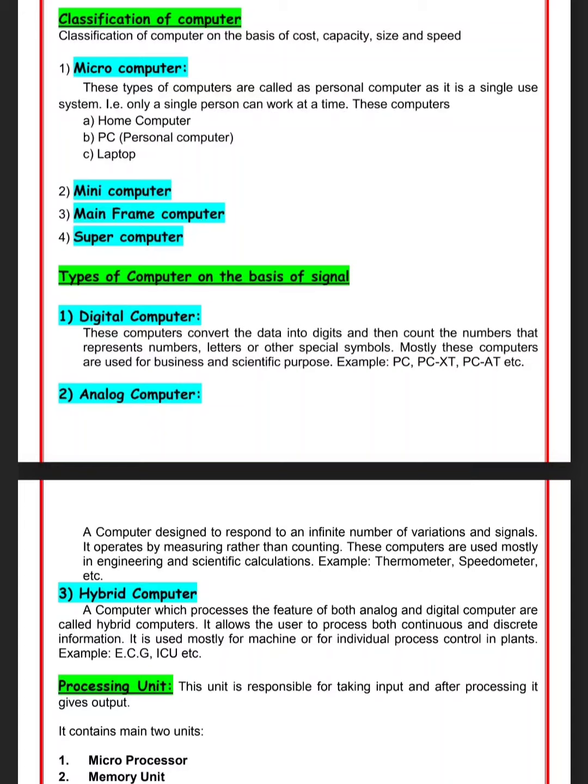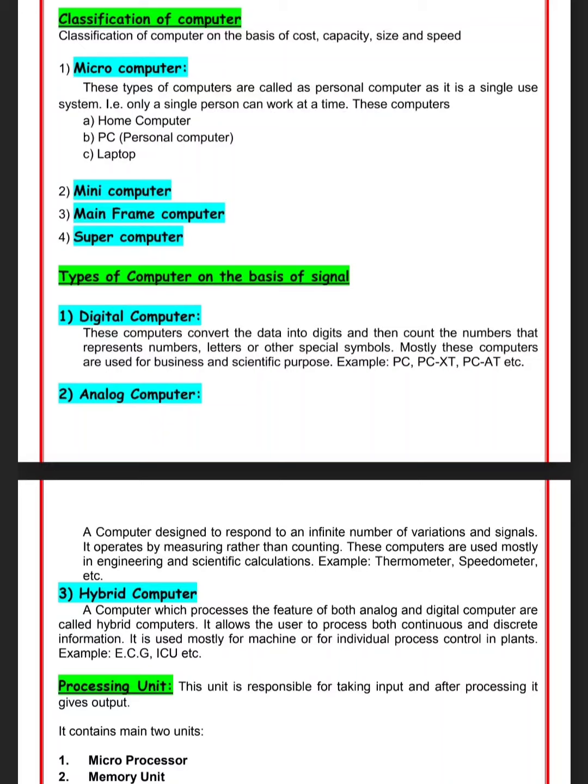Digital computer: these computers convert the data into digitals and then count the number that represent numbers, letters or other special symbols. Mostly these computers are used for business and scientific purpose. Example: PC, PCXT, PC80, etc. Analog computer: a computer designed to respond to an infinite number of variation and signals. It operates by measuring rather than counting. These computers are used mostly in engineering and scientific calculations. Example: thermometer, speedometer, etc.